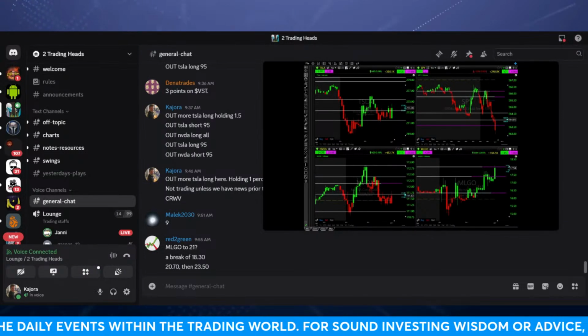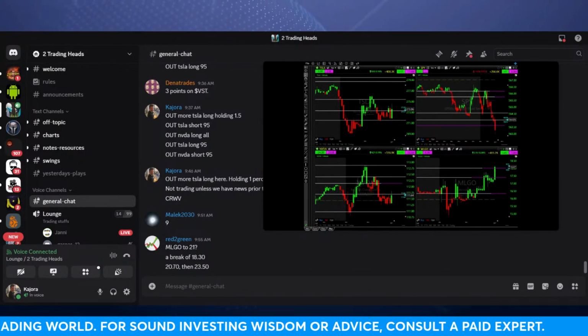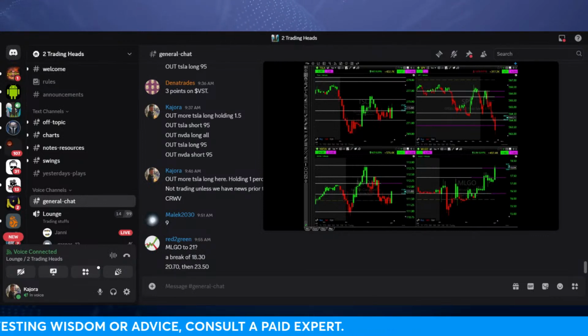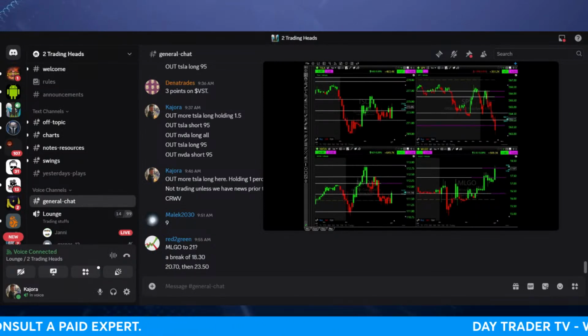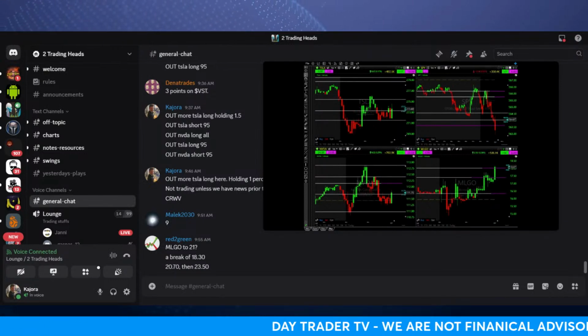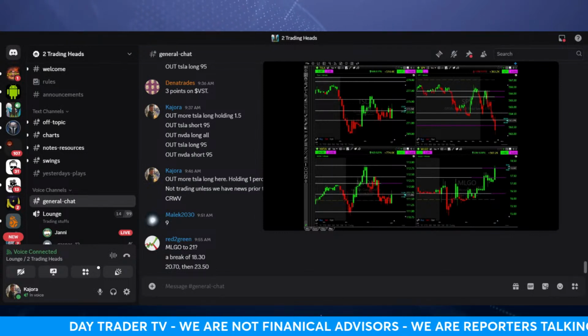MLGO hitting the next resistance here. Push through. Come on. Push, push. All right. Give them time to read the report.